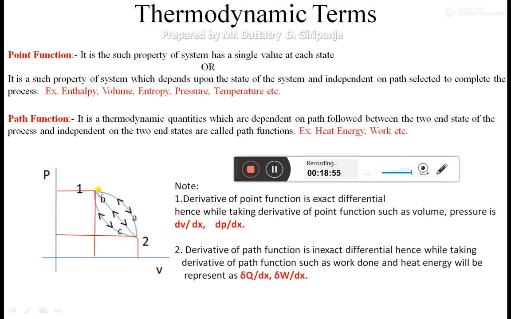Whenever I travel from Nagpur to Mumbai by path A, my fuel requirement is different. I will consume more fuel. If I travel from Nagpur to Mumbai by Pune, my fuel requirement is different, and if I use the shortest way, the fuel quantity is different. Similarly, in a thermodynamic system also, we select a more efficient process to travel between the two end states, initial and final.